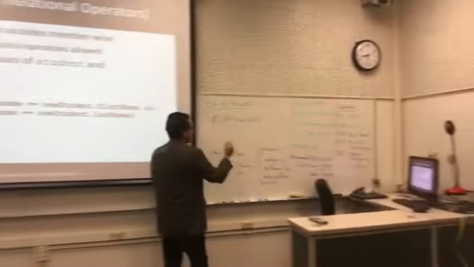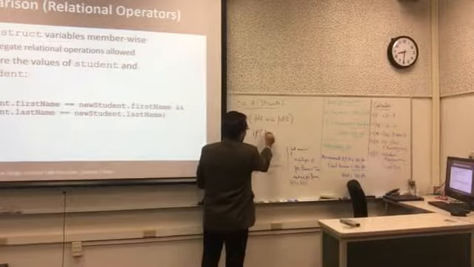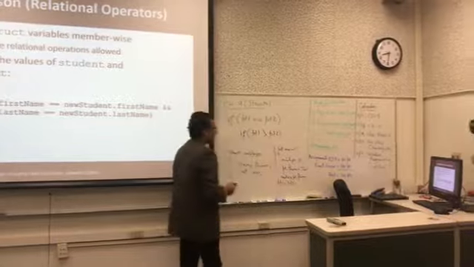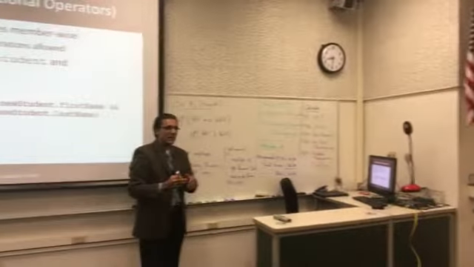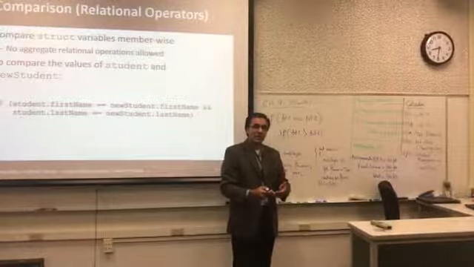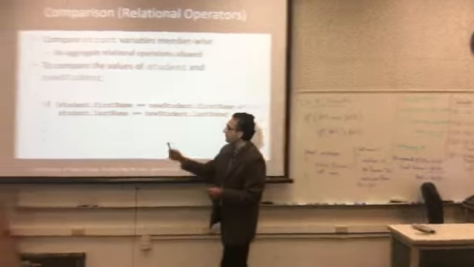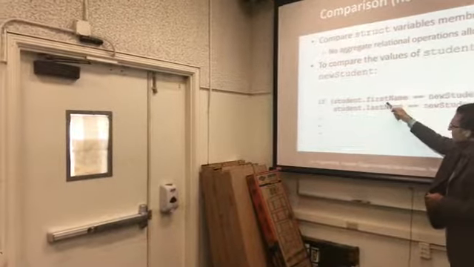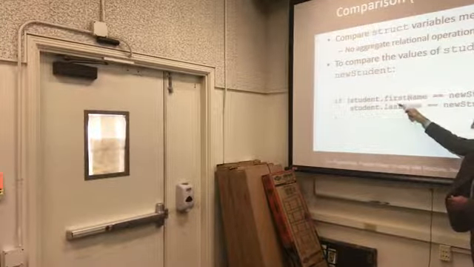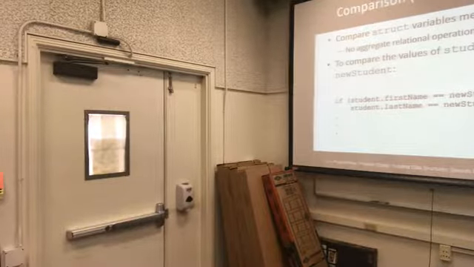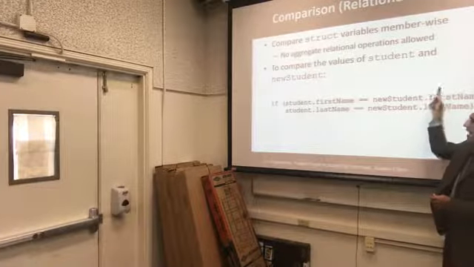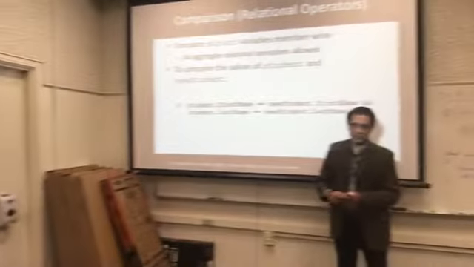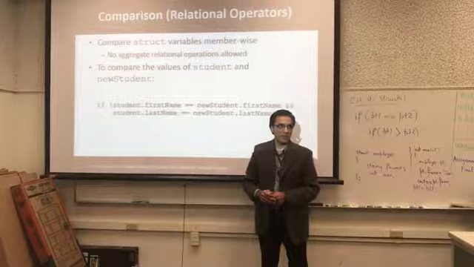So I also cannot do this: if part-time 1 is greater than part-time 2. That's also illegal, because I'm not specific enough about what exactly I want to compare. So to compare the values of student and new student, you need to be more specific. If student's first name is equal to new student first name, and student's last name equals new student last name, then it wants us to be more specific.